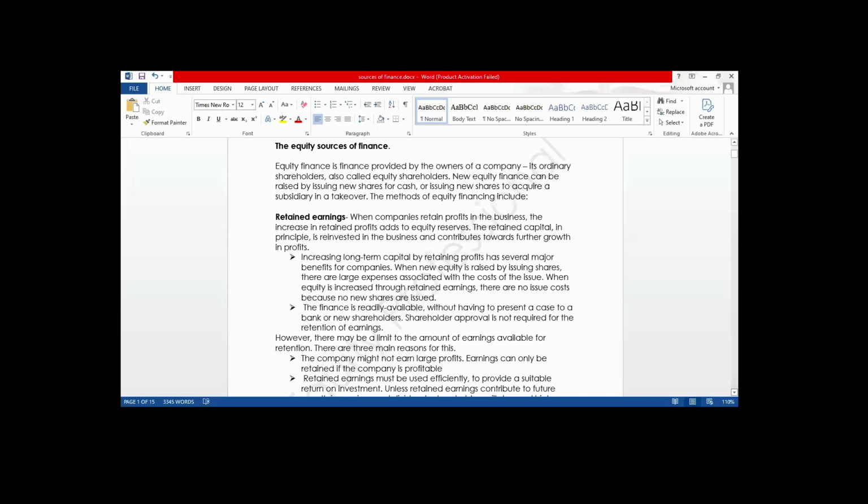Also, retained earnings is without issue cost. No issue cost is involved in retained earnings because the company is not issuing new shares. So retained earnings is a cheaper source of financing. This will fall under equity finance.